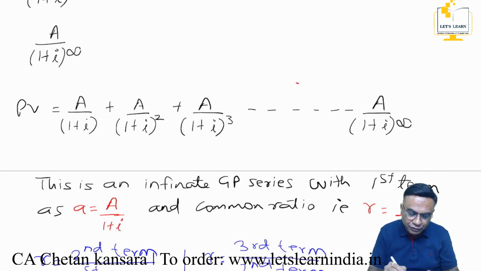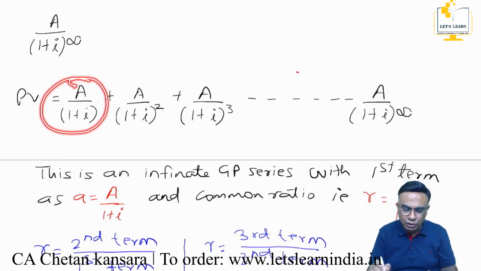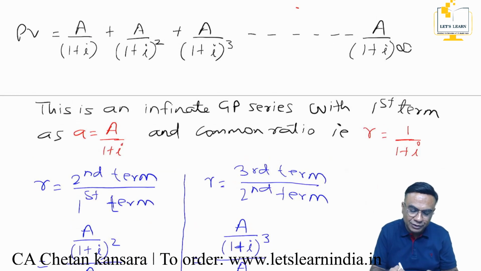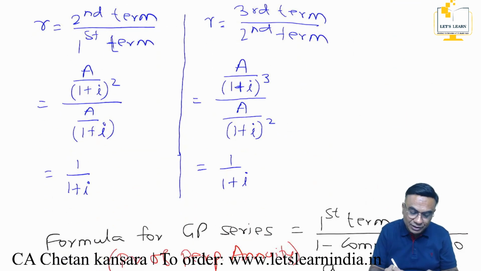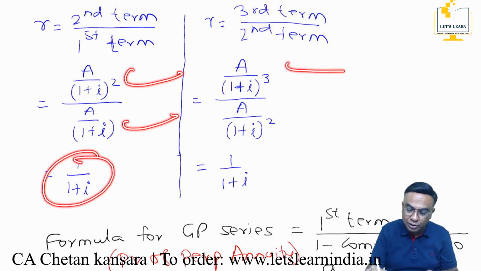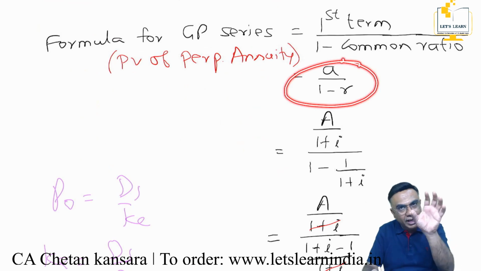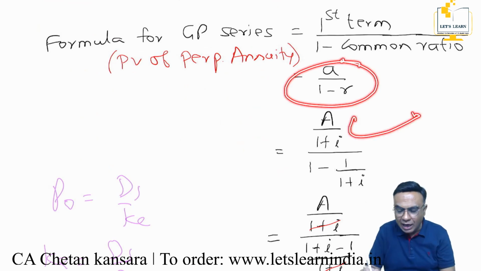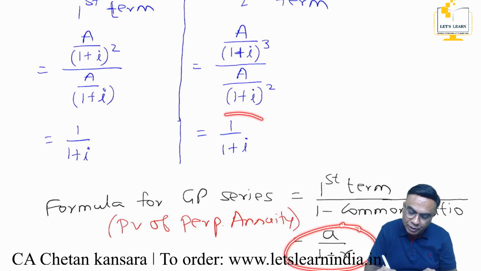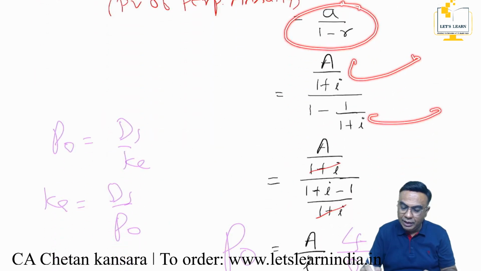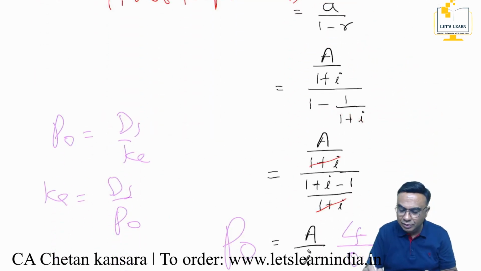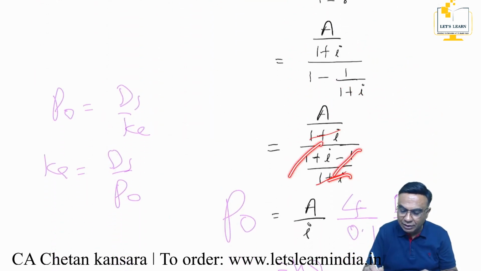Okay, so what is the first term? This is the first term. And what is the common ratio? Second term divided by first, third term divided by second. See this, second term divided by first, it comes to 1 upon 1 plus I. Third term divided by second term, 1 upon 1 plus I. So I just substitute over here A upon 1 minus R. A is the first term, R is the common ratio, and we get it from here. Then we solve this. This will get cancelled. It is A upon I.